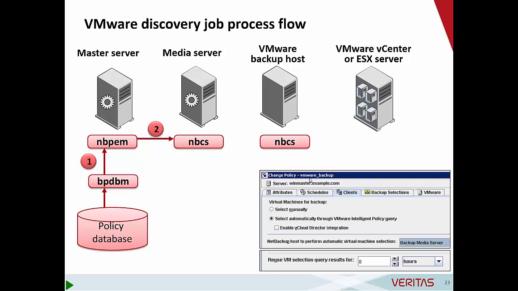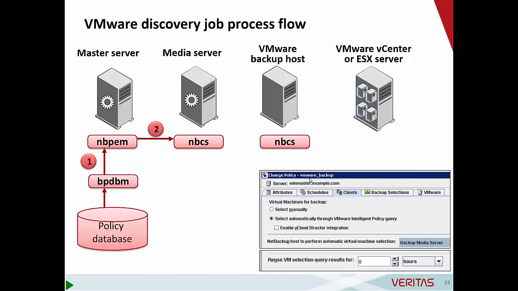Once it has a list of VMs to be protected, PIM on the master server is going to start NBCS on the media server. This is the discovery service. Strictly speaking, the CS stands for Client Services, but it's not commonly called that because we don't want to confuse people with the NetBackup Client Service, which is BPCD. So most people refer to this as Discovery Services.